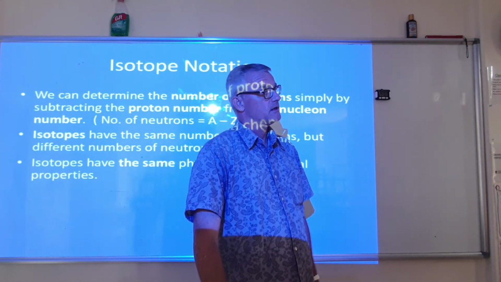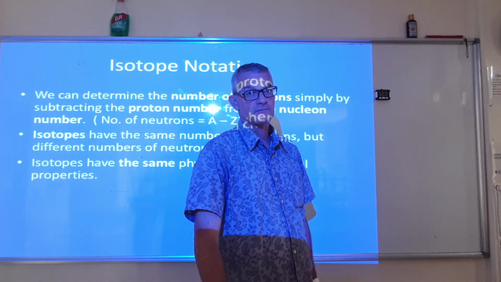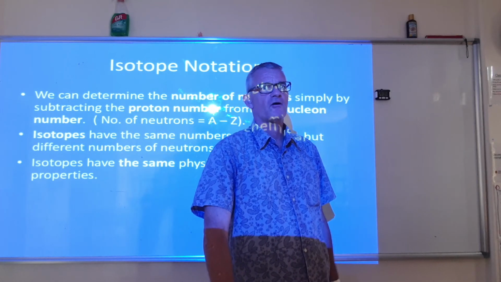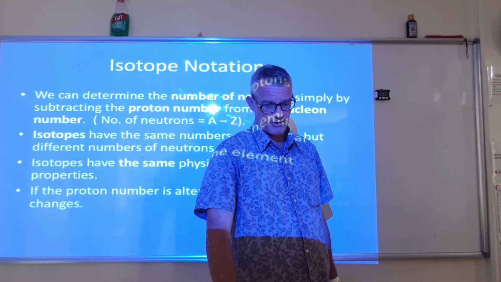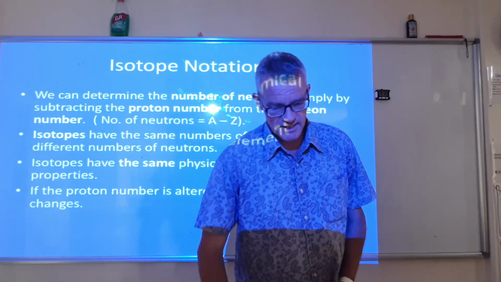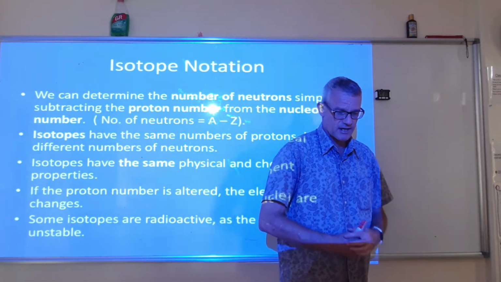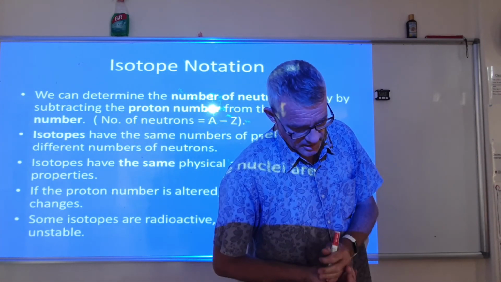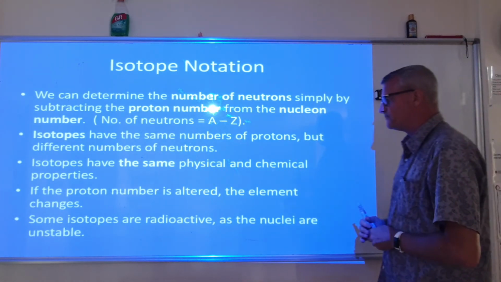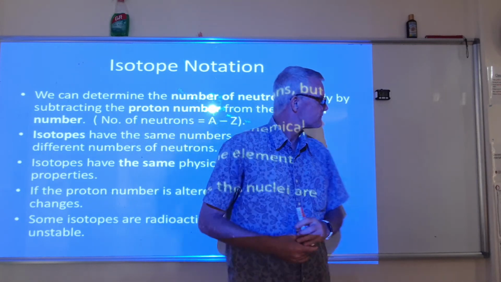Isotopes don't have different chemical properties. Okay? Chemical properties depend on which element we are talking about. If the proton number is changed, then the element changes. Okay? Some isotopes can be unstable and they are radioactive.